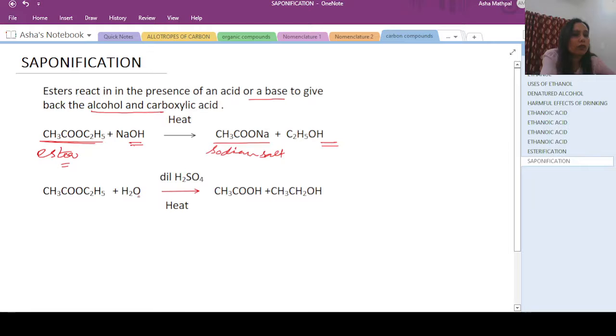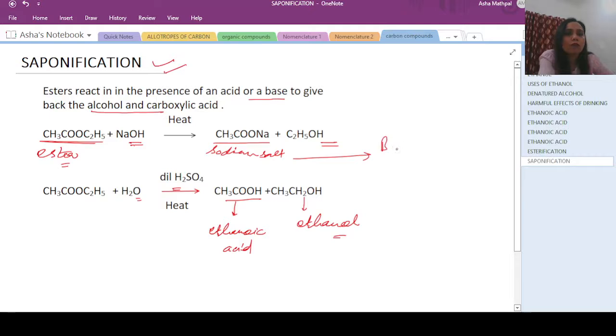If you heat it with water further and you add dilute H2SO4, you will get both. This is ethanoic acid and this is ethanol. So you are getting back both the reactants which were involved in the esterification. Now why is this reaction called saponification? Because in the first step where the sodium salt is formed, this is the basic formula of soap.